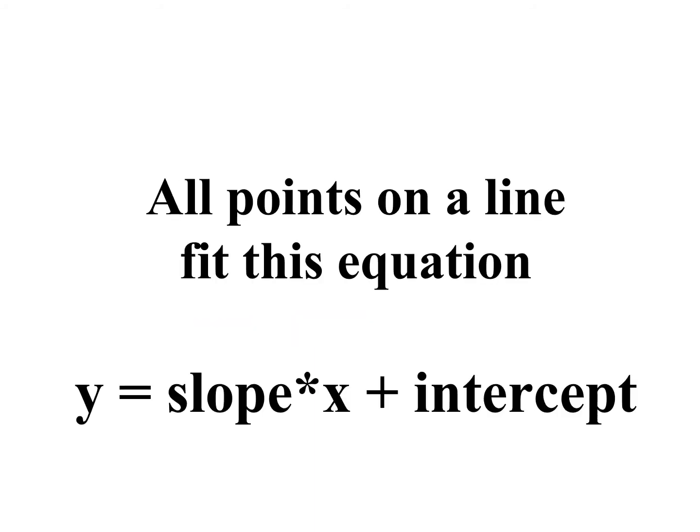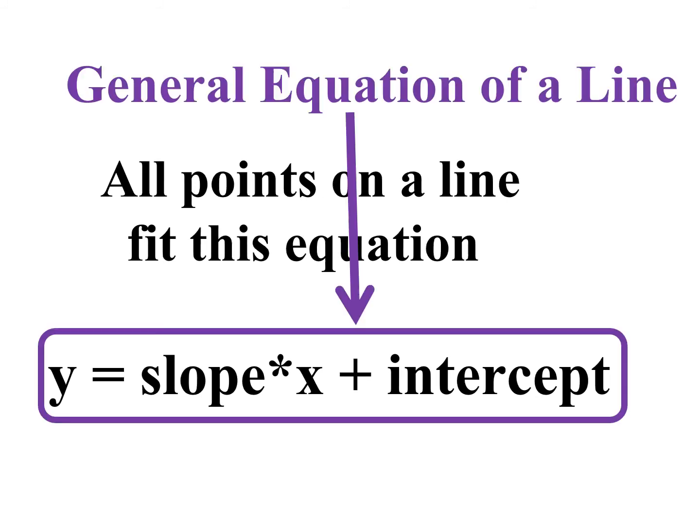All points on a line fit this equation here. Y is equal to slope times x plus the intercept. That is, if a point is on a line, the point's y-coordinate is equal to the slope of the line times the point's x-coordinate plus the line's y-intercept. This equation, y is equal to slope times x plus the intercept, is called the general equation of a line. It's called a general equation because it's true for all lines in general.